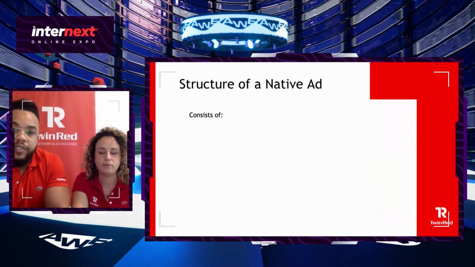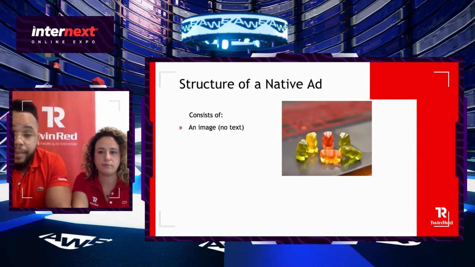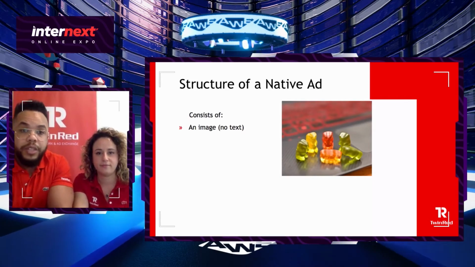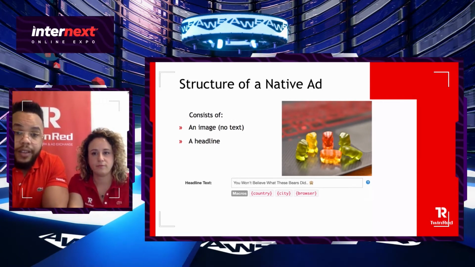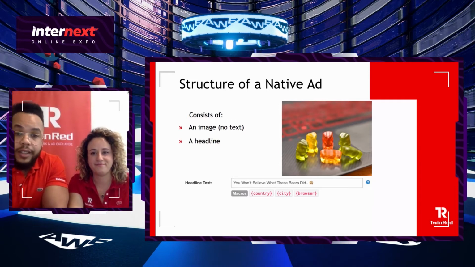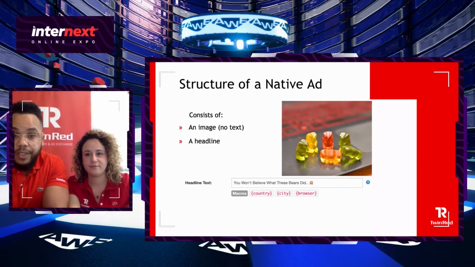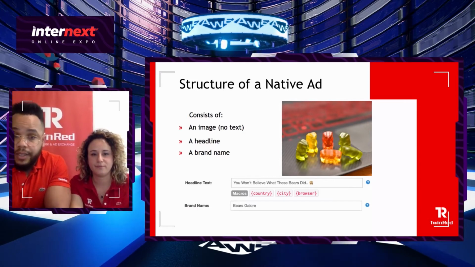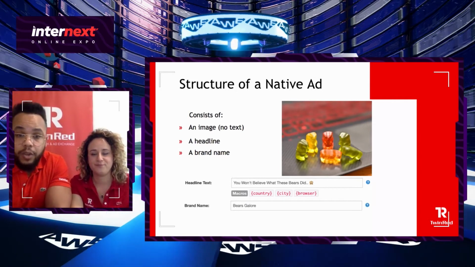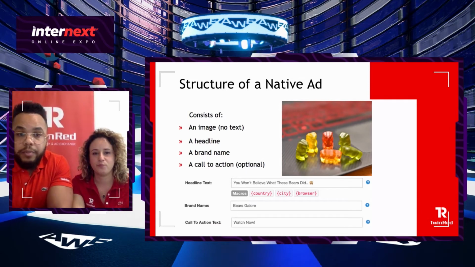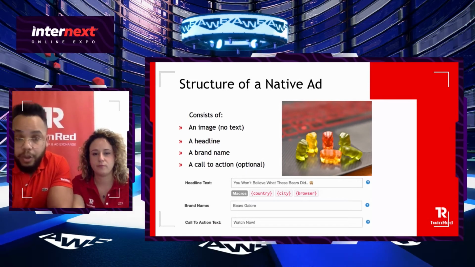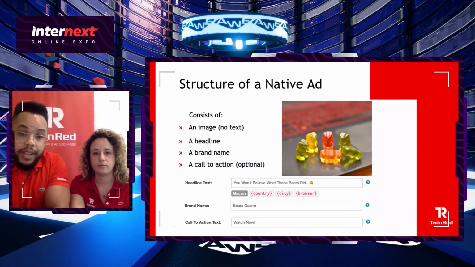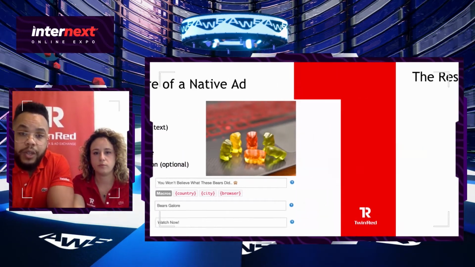Then the structure of a native ad consists of an image with no text. It's very important to remember that, no text on the image. Then a headline, and here we have an example of a headline that says, "You won't believe what these bears did." And then a brand name. It's important. In this case, the example is Bears Galore. And the last point is call to action, which is optional. And later on, I'll explain why it's optional. In this case, the example says watch now.